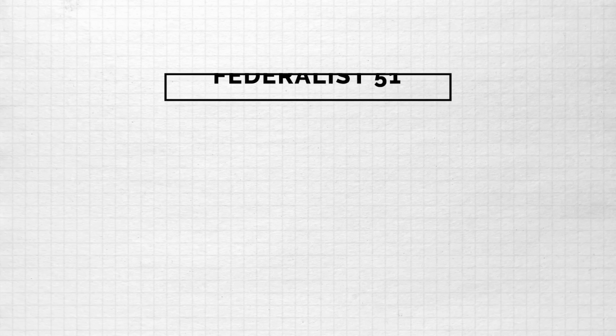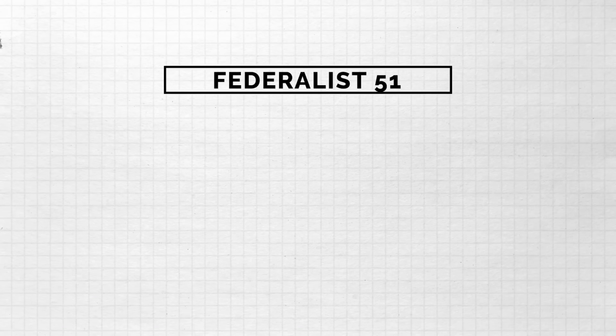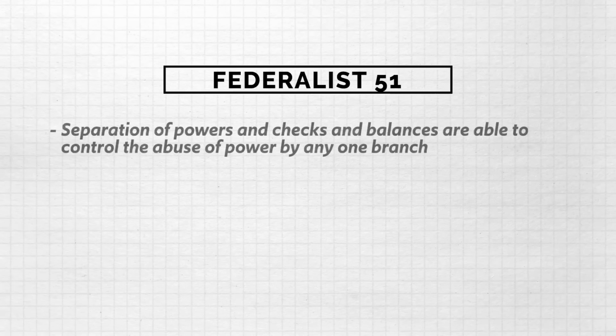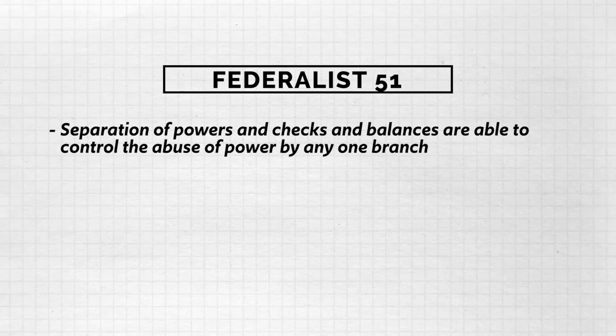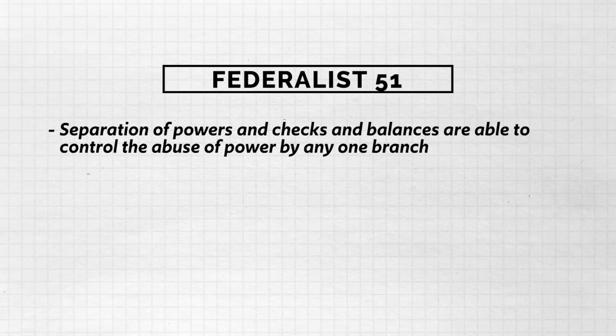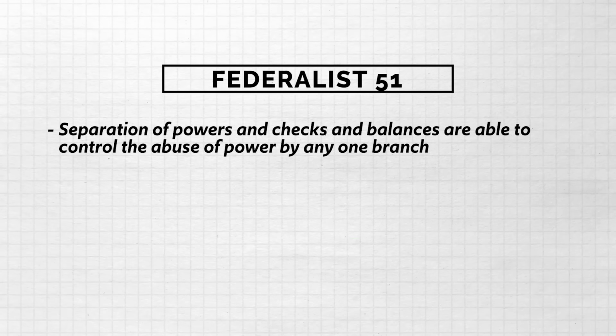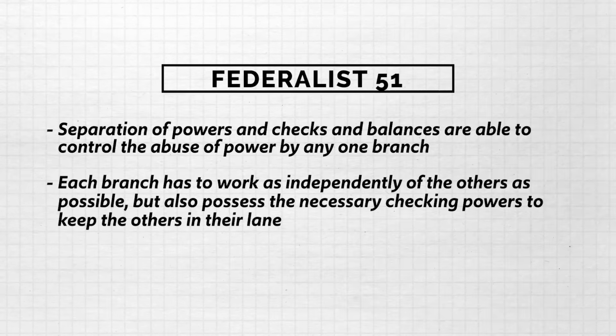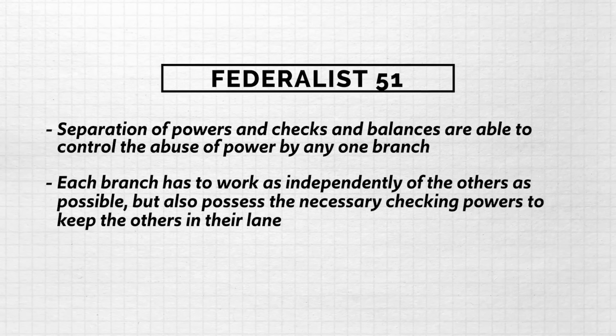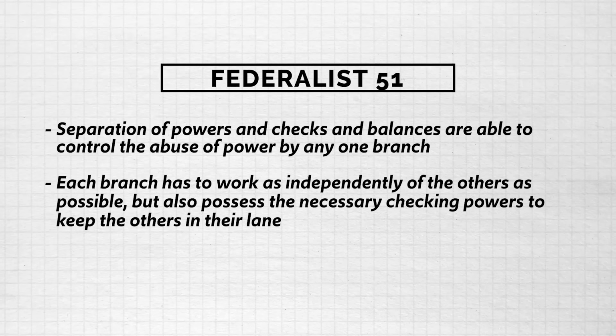But for now, we just want to emphasize that in Federalist 51, the argument goes like this: separation of powers and checks and balances are able to control the abuse of power by any one branch. And if this protection is going to work, then each branch has to work as independently of the others as possible, but also possess the necessary checking powers to keep the others in their lane.